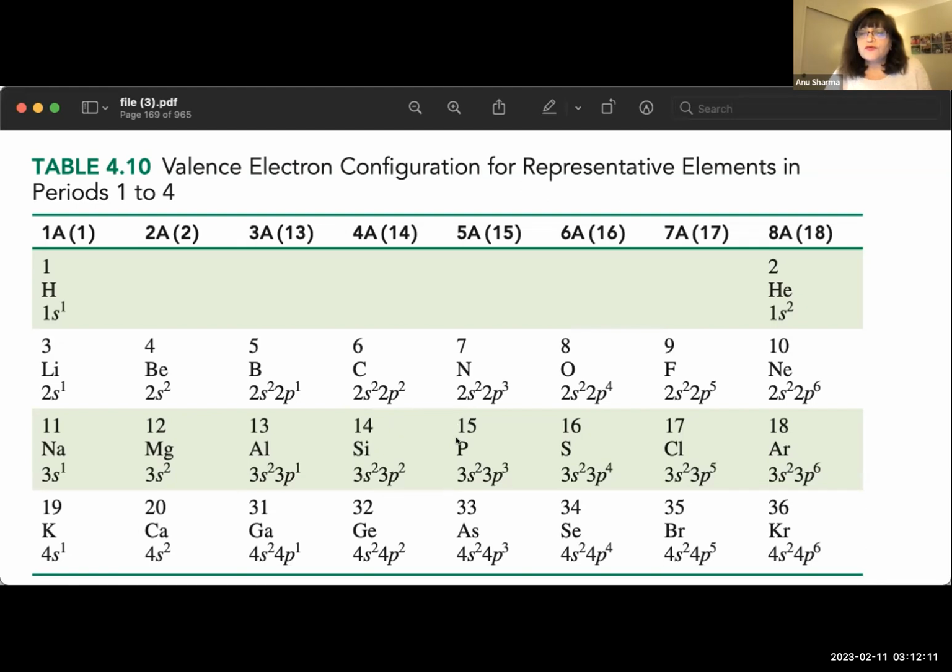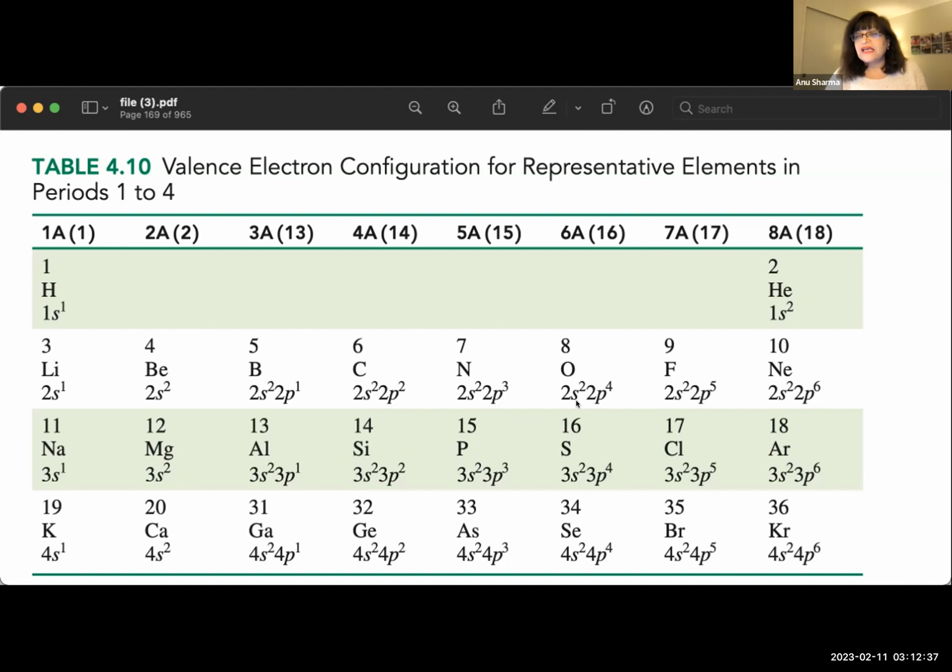Nitrogen, phosphorus, and arsenic belong to 5A. 5A has 5 valence electrons. Where are they? s2 and p3. So the second energy level is 2s2, 2p3. The third energy level is 3s2, 3p3. The fourth energy level is 4s2 and 4p3. These, when added together, make 5, and that is 5A.